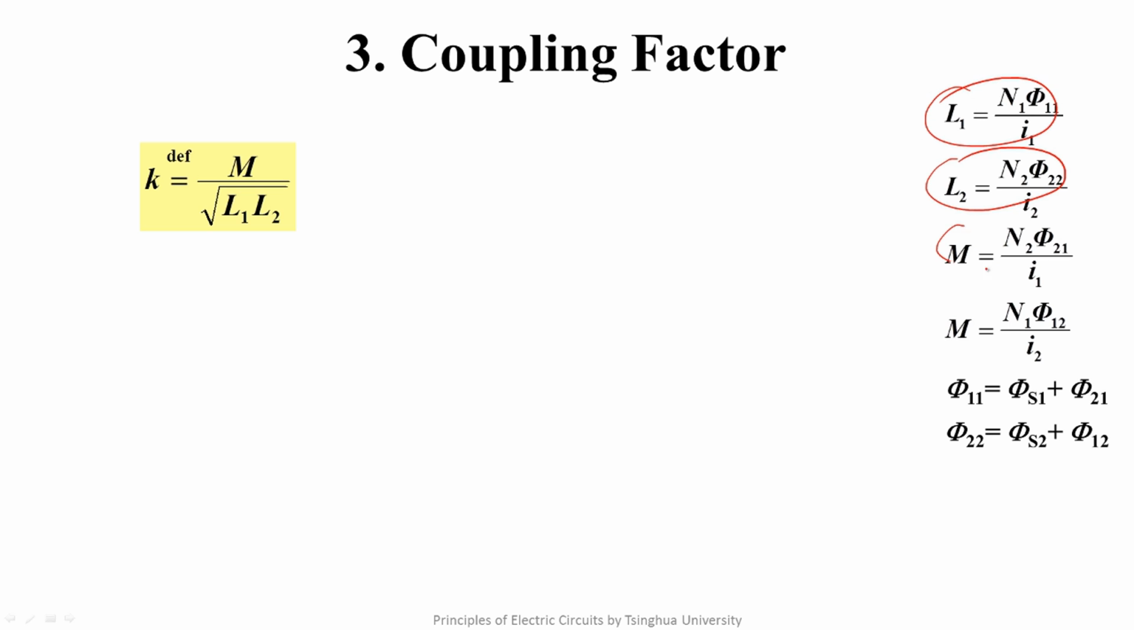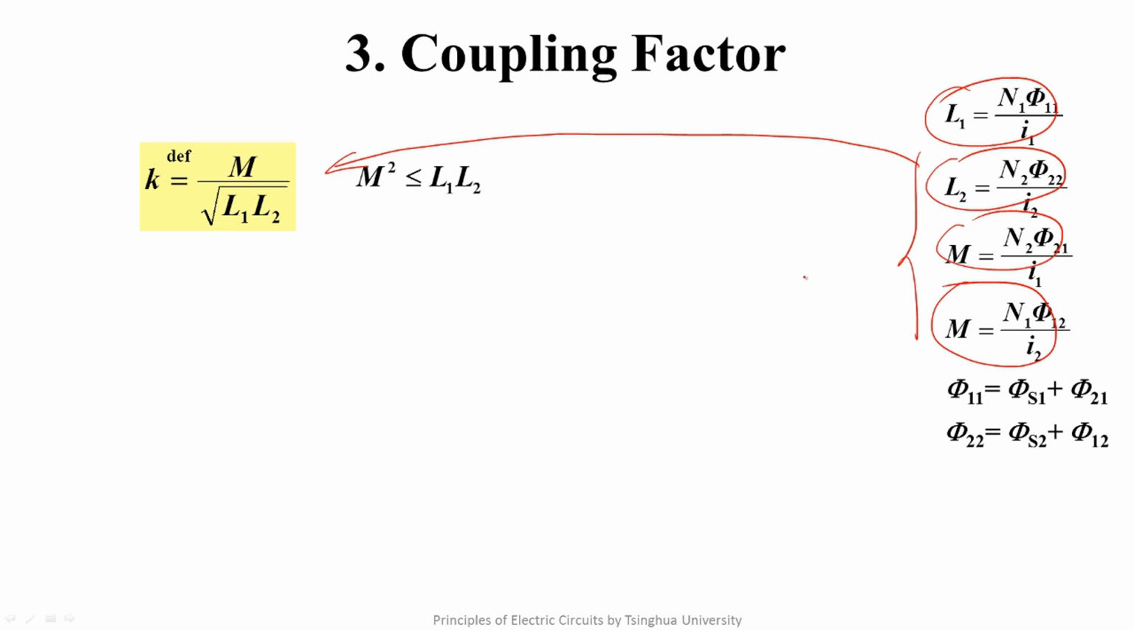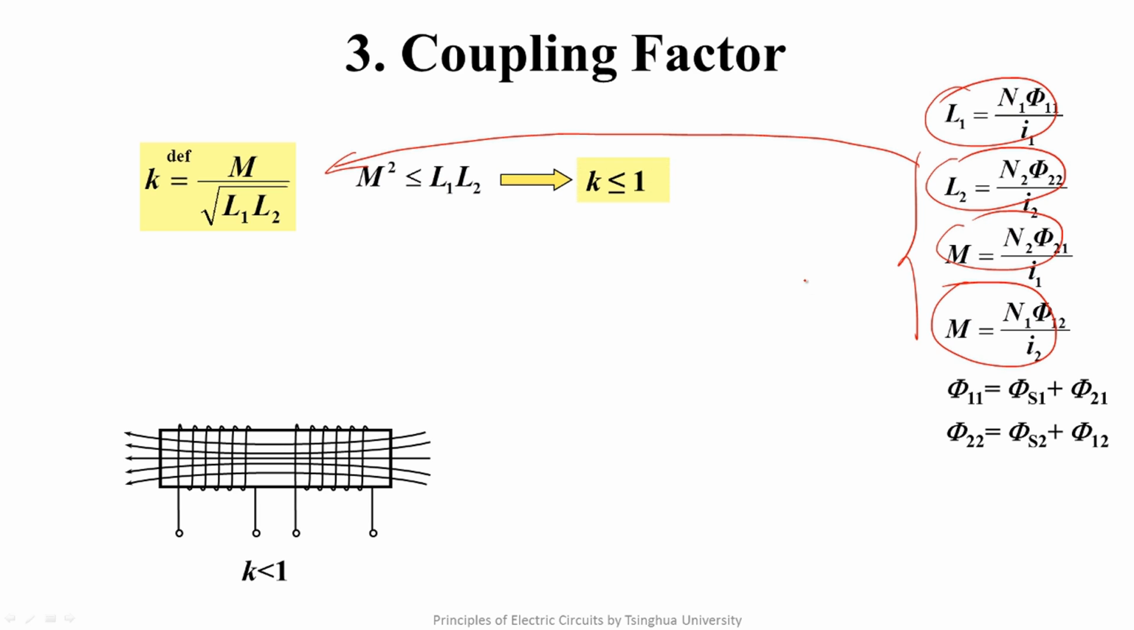Its definition is the ratio of the mutual inductance and the square root of the product of the two self-inductances. According to the definitions of self-inductance and mutual inductance, substituting these parameters into the definition formula, we can find that the square of the mutual inductance is no greater than the product of the self-inductances. Hence, the coupling factor must be less than or equal to 1.